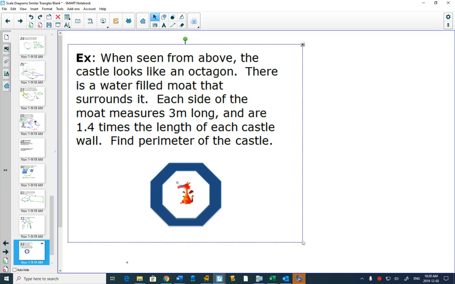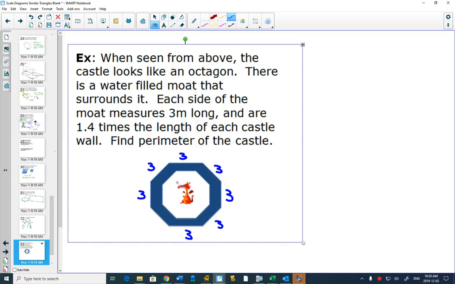It says each side of the moat is 3 meters long. So we're going to label that. This side is 3, this side is 3, this side is 3, this side is 3, this side is 3. I might have trouble with the last two. No, I think I got it. This side is 3, and this side is 3. The hardest side is always the last one.